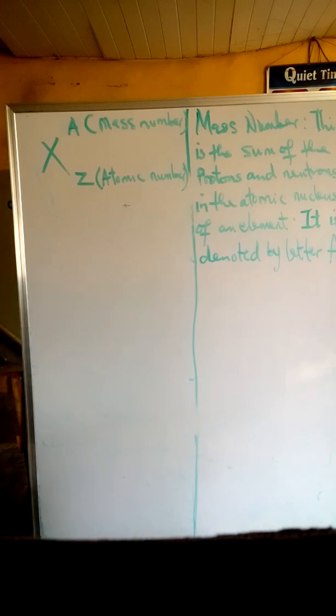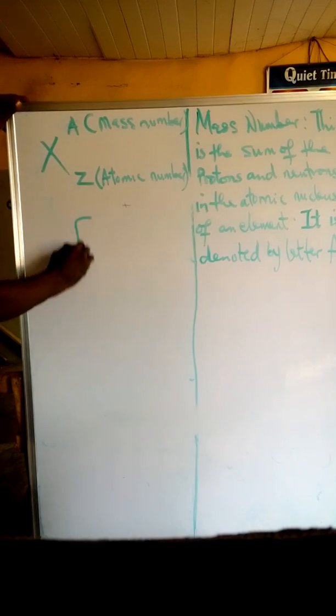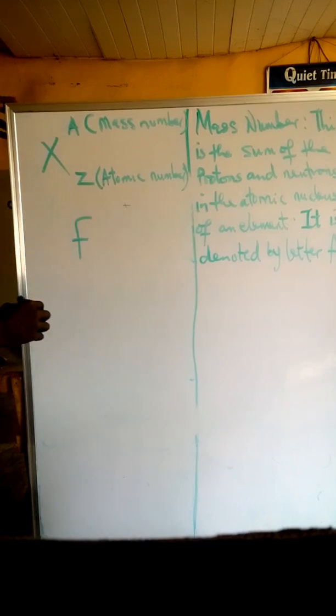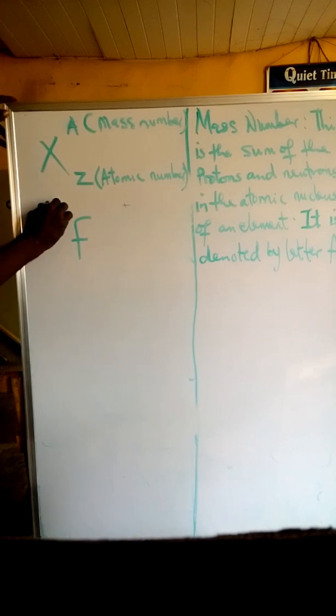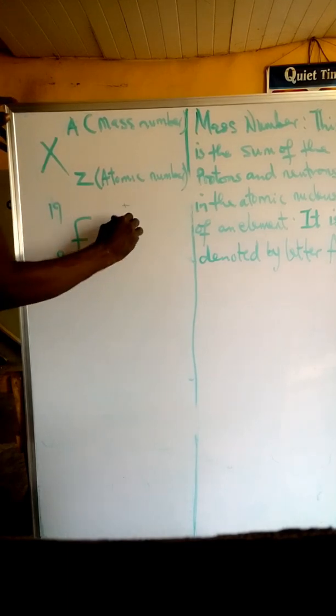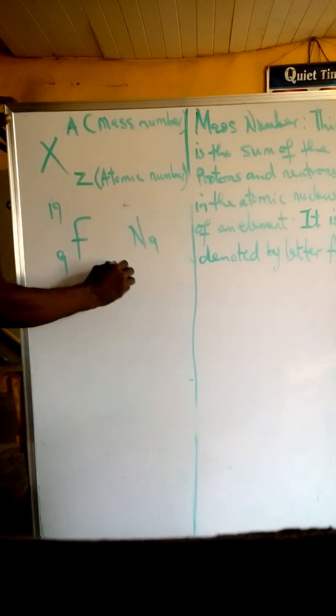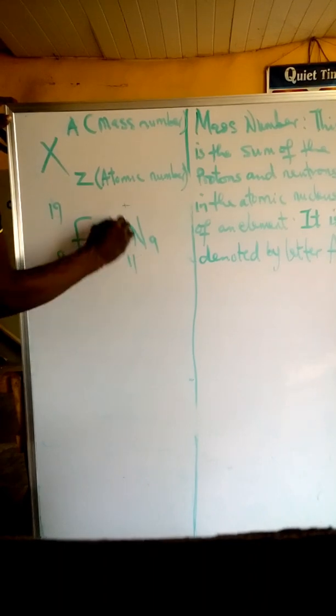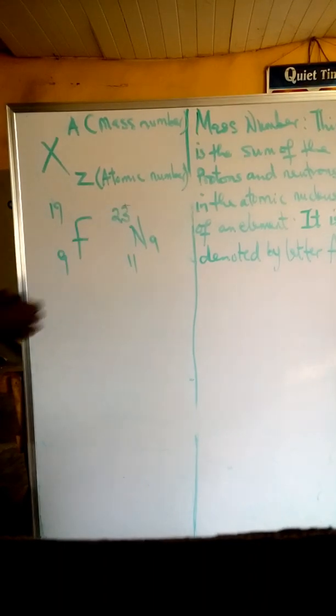But let's look at an example again. Let's look at fluorine. The mass number for fluorine is 19, and the atomic number is 9. Look at sodium. Sodium has atomic number 11 and mass number 23. Now this will lead us to isotopy.